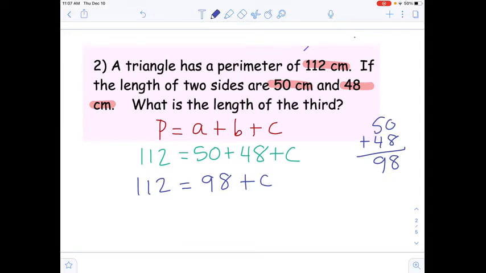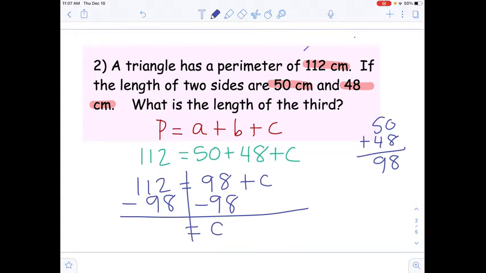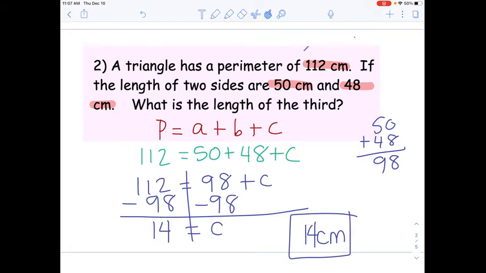Well, I need to get that 98 away. So what I'm going to do is subtract 98 from both sides. Okay, so to get C by itself, I'm going to subtract 98 from both sides, because that just leaves me with C equals, and then I take 112 minus 98, and I get 14. And we know perimeter or side lengths are just a distance, so I'm just going to do 14 centimeters. Squared is only for area.